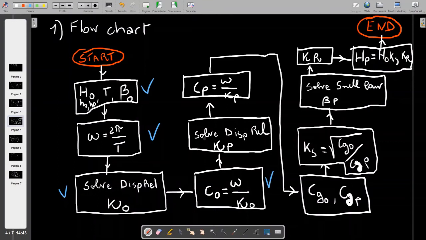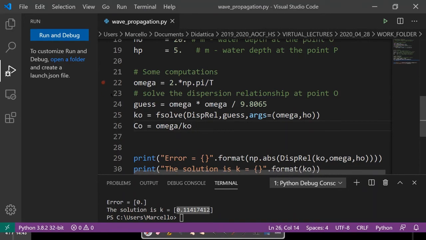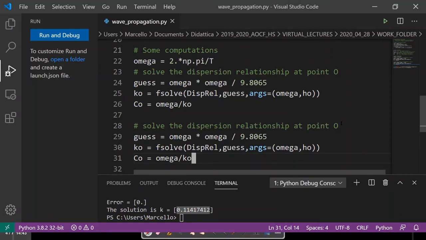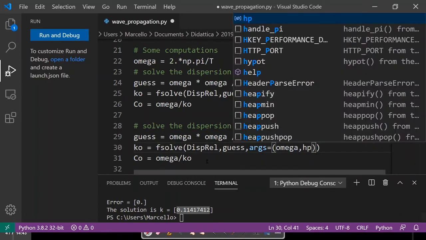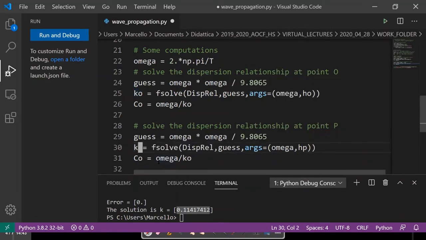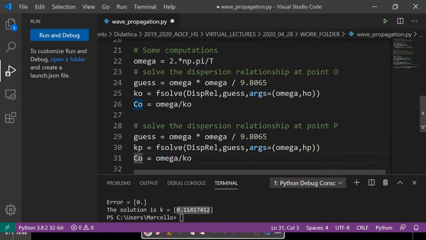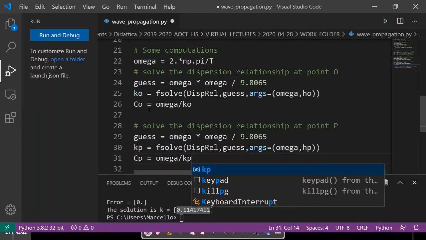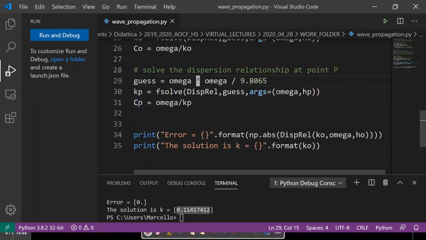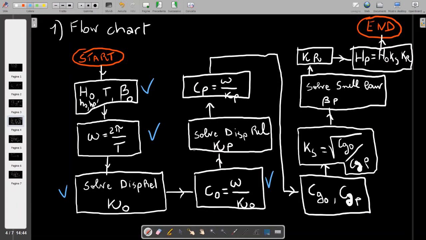Then we need to solve the dispersion relationship at the point P. So we can simply copy and paste this one. The only thing that we need to change is the water depth. And of course the name of the solution, that is now Kp, the name of the celerity, and then we get also the value of Kp and Cp.